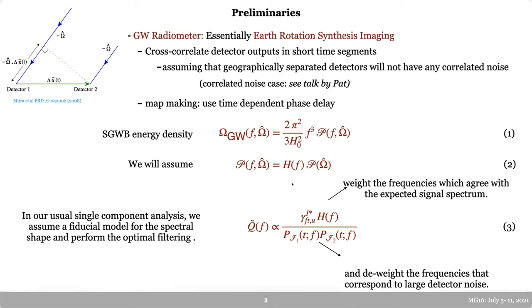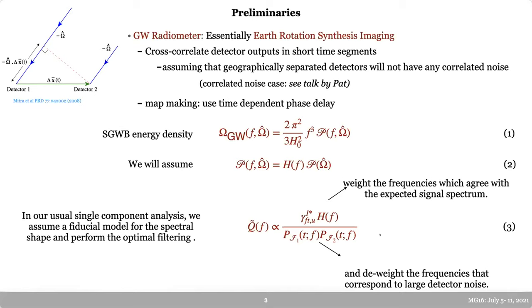Once we have this, we can filter the correlated data by assuming a fiducial model for the signal spectral shape H(f). This is similar to a matched filtering kind of analysis. We will be matching to a fiducial model for the signal spectral shape H(f) and seeing how well it agrees with this particular assumption. The optimal way to do such filtering is given by the so-called optimal filter, shown in equation 3 here.